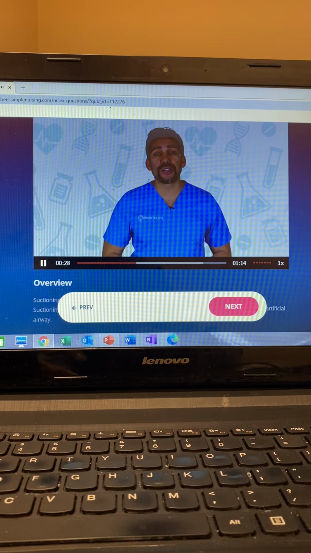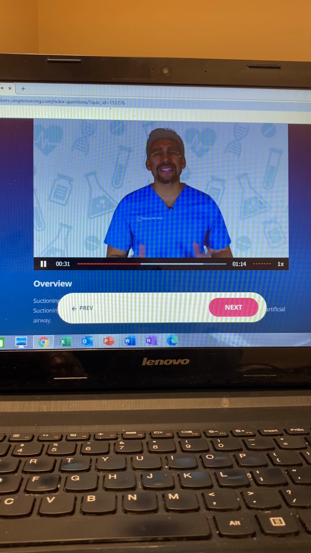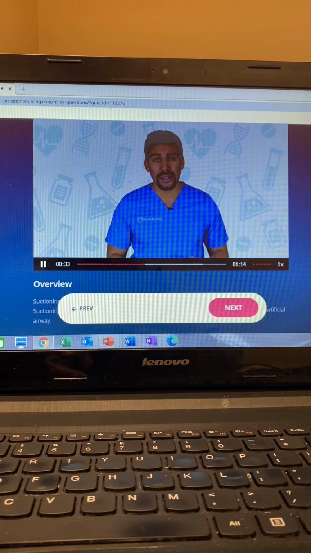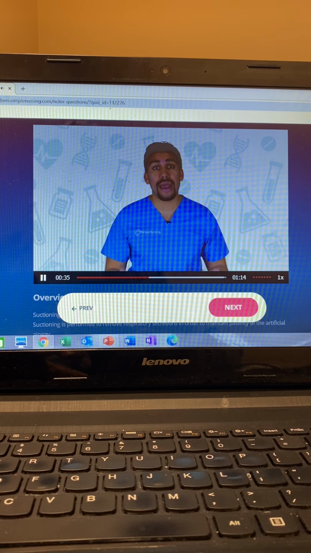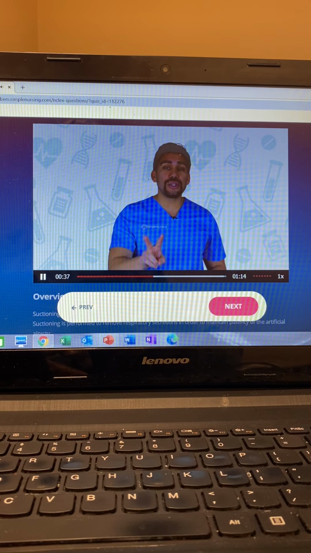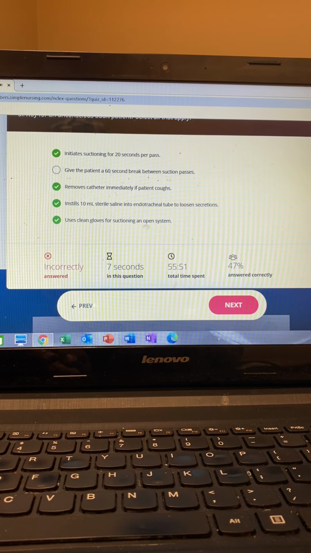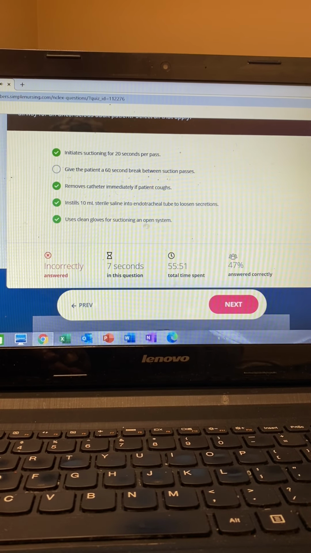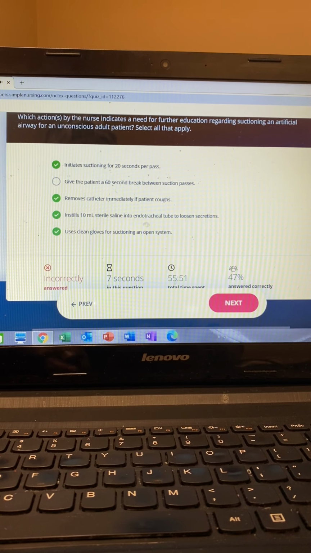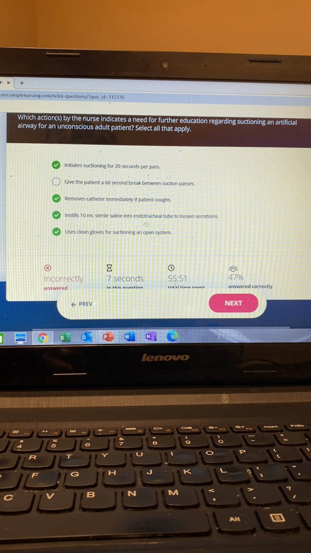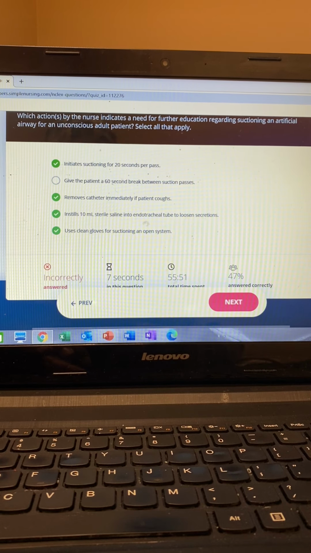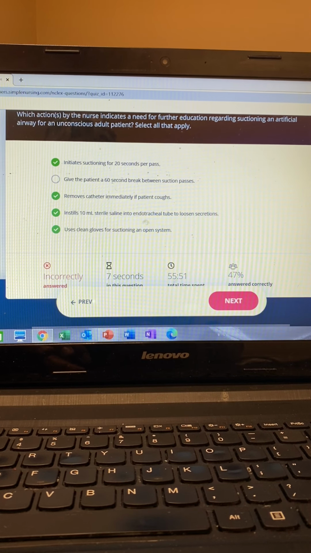So we have to choose option number 1. Guys, 20 seconds is way too long for suctioning. It has to be 5 to 10 seconds max. And option 2, we have to skip because technically it's correct. Giving patients breaks in between suctioning allows for ventilation. And options 3, 4, and 5, we have to choose. Since option 3, patients will cough, which is a normal reaction.